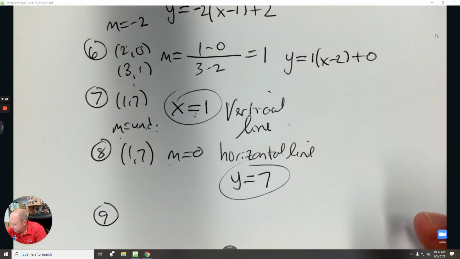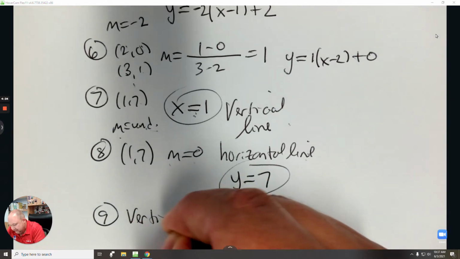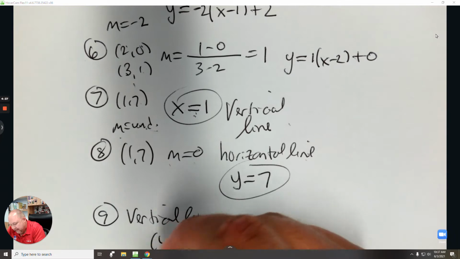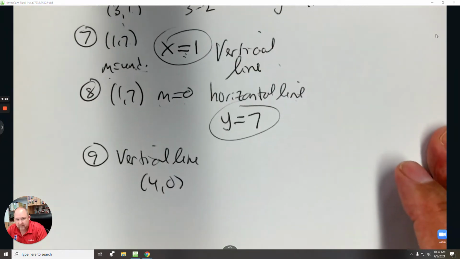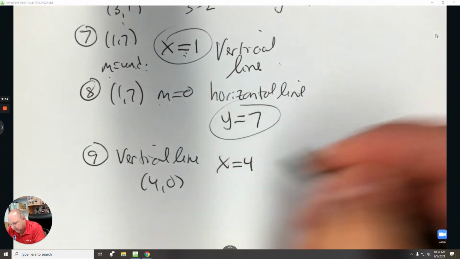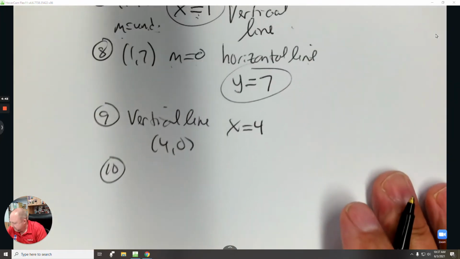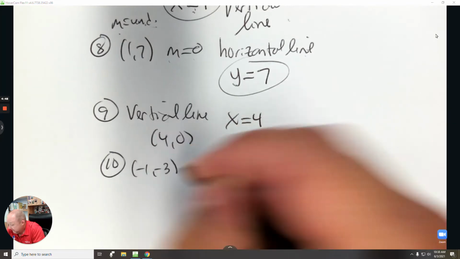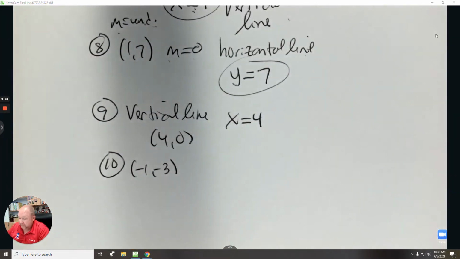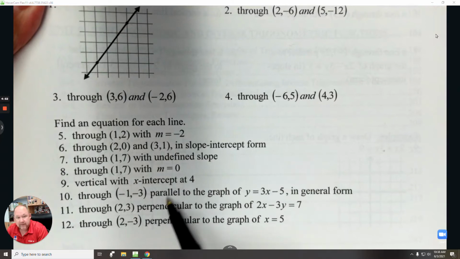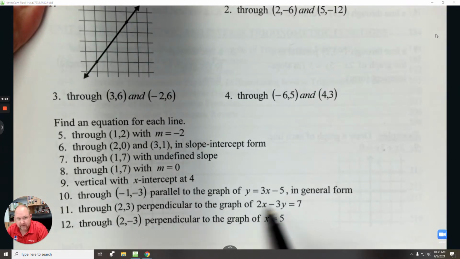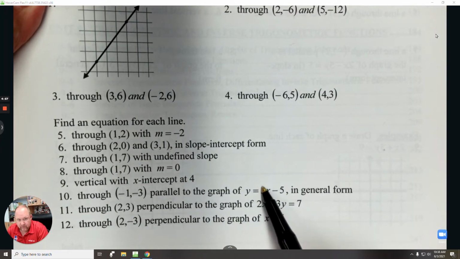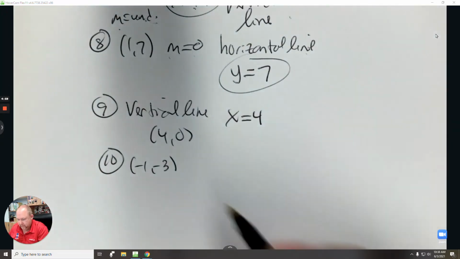All right, a vertical line with x-intercept at 4. So if it's a vertical line, the x-intercept is at 4, then it's just x equals 4. That's the vertical line. Number 10, you're given a point. Now the word parallel, so for 10, 11, and 12, they talk about parallel and perpendicular. Parallel means the same slope. So the same slope means the slope is 3.